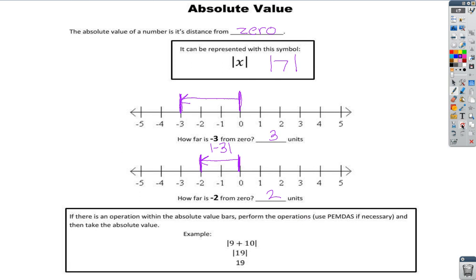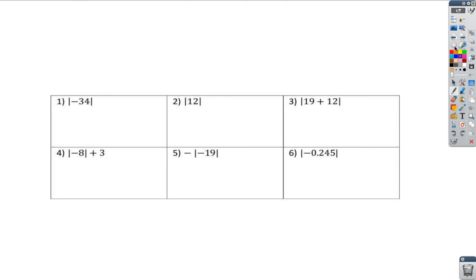Okay, so let's look at the next page. So we have some problems. We need to take the absolute value of negative 34. Think about if we have our number line, and this is 0, and over here is negative 34. We need to figure out how many spaces are in between, how many of these are in between 34 and 0. Well, let's think about the number 34. It's 34 spaces away, so the absolute value of negative 34 is just 34.